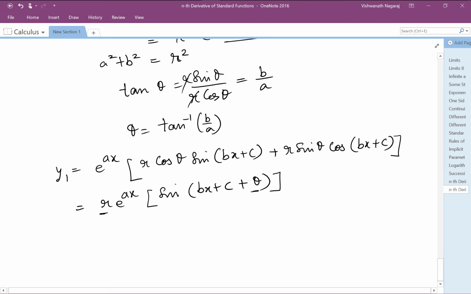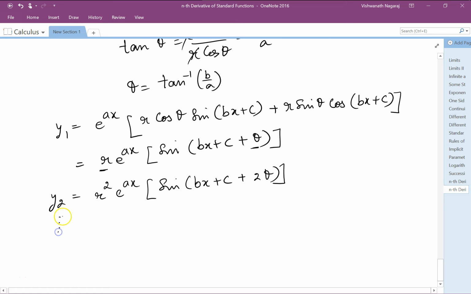So which means to get the next set of derivatives, it's just a question of multiplying it with r. So this becomes r square, and adding theta to it, bx plus 2 theta. So in general, yn would be r to the power of n e to the ax sine bx plus c plus n theta.